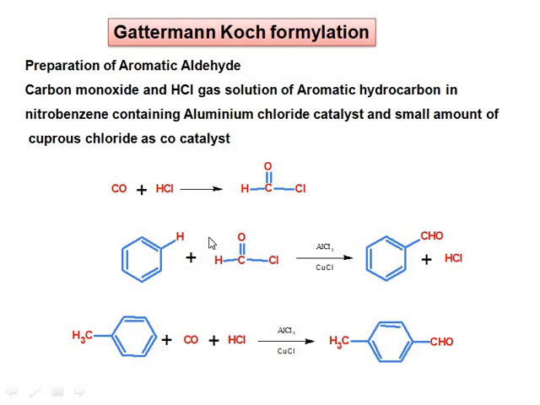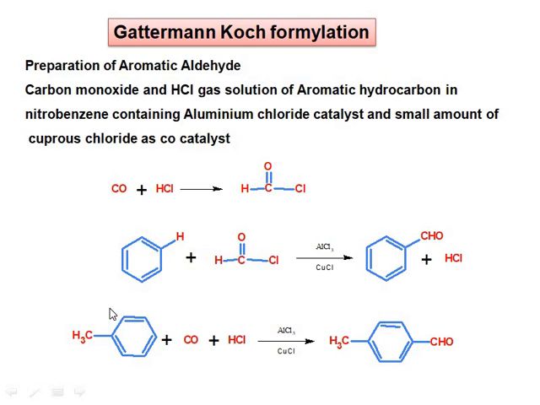Then this formyl chloride reacts with an aromatic hydrocarbon like benzene, in the presence of aluminum chloride and cuprous chloride, and gives an aromatic aldehyde like benzaldehyde. Such reactions are called Gattermann-Koch formylation reactions. Hence, the Gattermann-Koch formylation reaction is mainly used for the preparation of aromatic aldehydes.